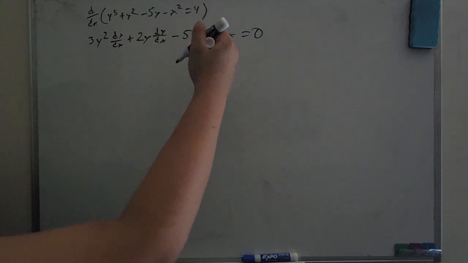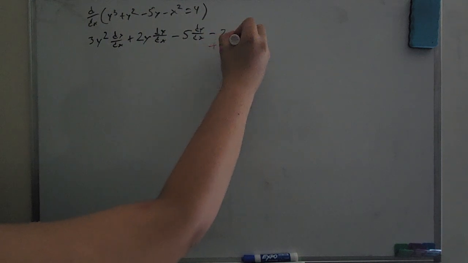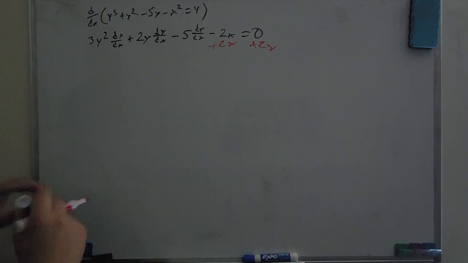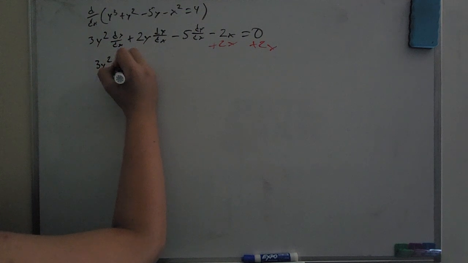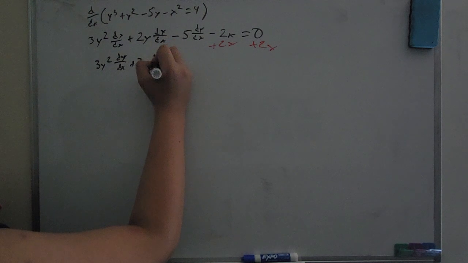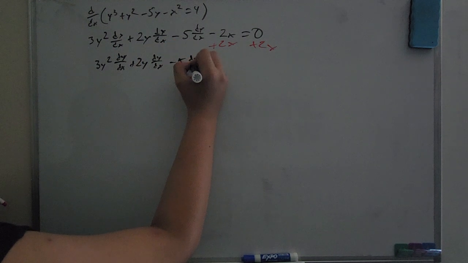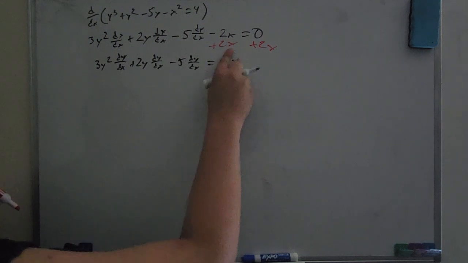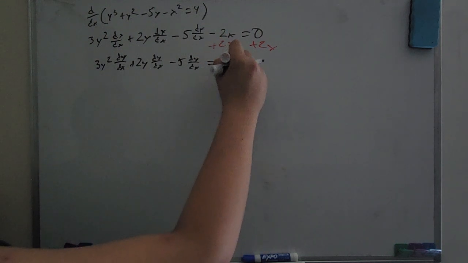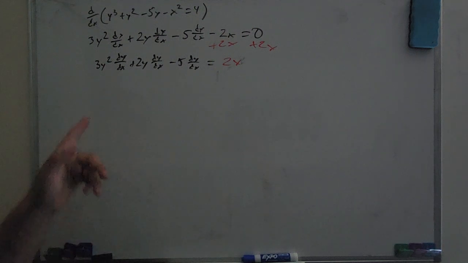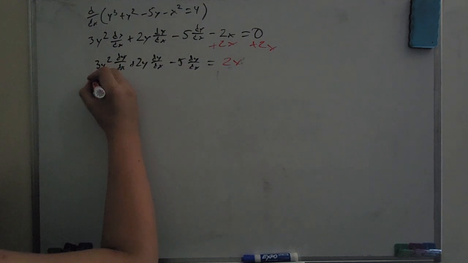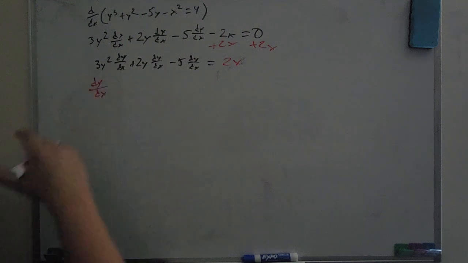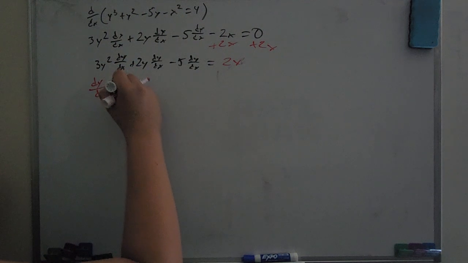So what you can do first is that you can actually add it over here. So let me rewrite that. Now you have 3y squared dy dx plus 2y dy dx minus 5 dy dx equals 2x. My bad. I'll make that right just in case. 2x. Cool. Now what we can do, we can actually factor out dy dx because it's a common term for all of it. So what we can do, we can just factor out dy dx, and then we can just keep everything the same.